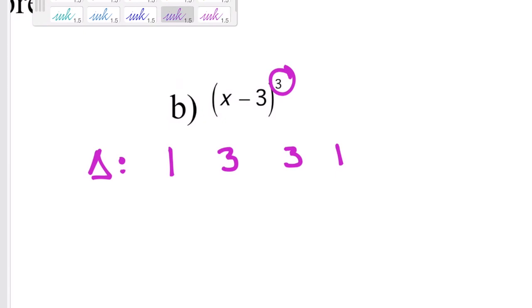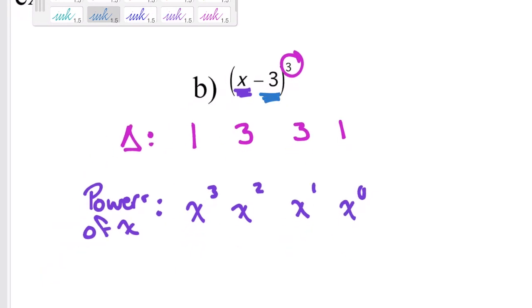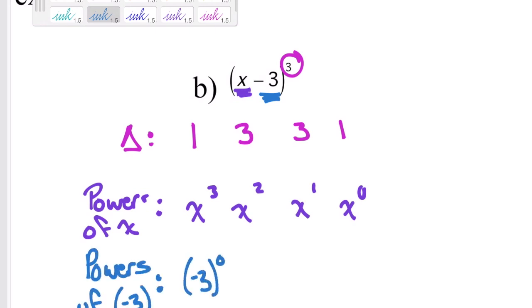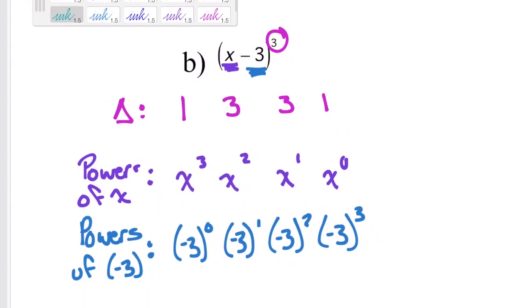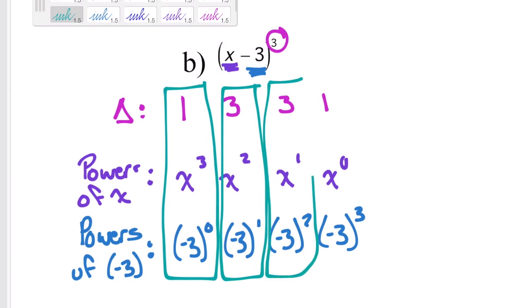And then I'm looking at my powers of x. So again, we're going to start with the highest exponent of 3 and go down from there. And then for my powers of b, we're looking at negative 3. So I'm doing negative 3 to the 0 power and going up from there. And then lastly, I'm going to do my combo. So I'm multiplying everything in each of those columns. So I'm going to ration them off now and then do all the multiplication.